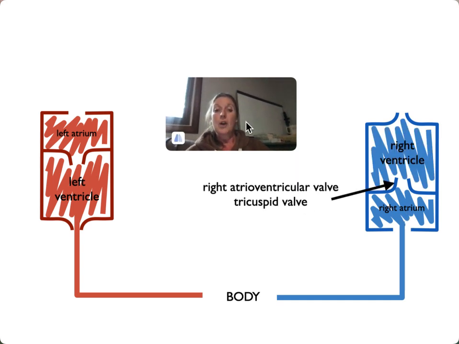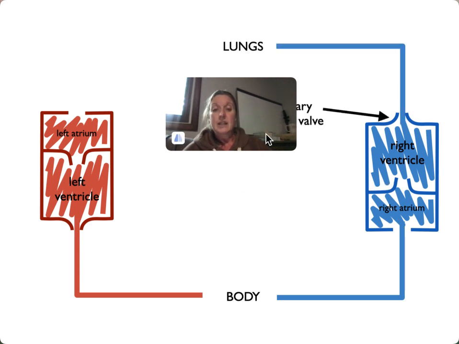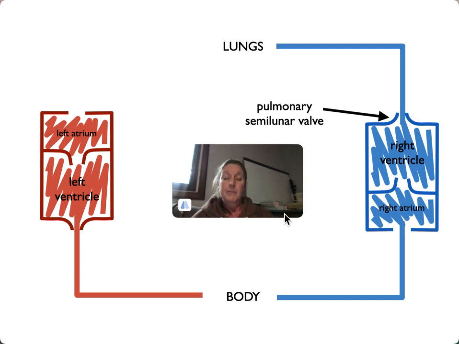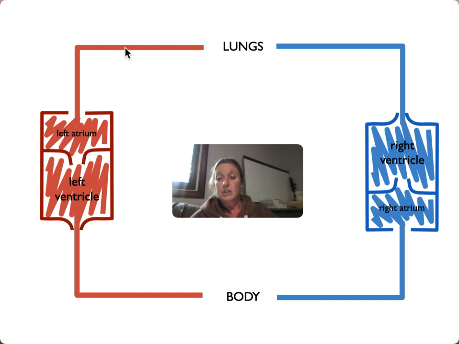So we go from the right atrium to the right ventricle through the right AV valve or the tricuspid valve. Then the right ventricle sends the blood into the pulmonary trunk, pulmonary arteries through the pulmonary semilunar valve. That blood goes to the lungs, picks up oxygen, drops off CO2, and then returns back to the left atrium where it will eventually get sent to the ventricle, out to the body to deliver.